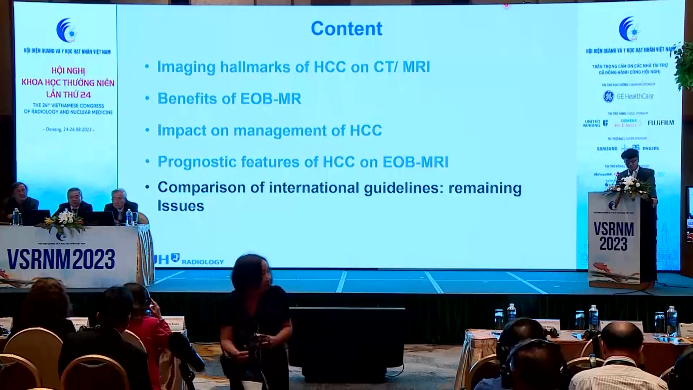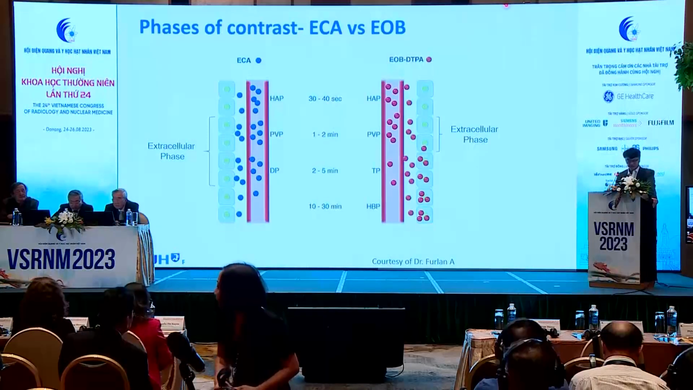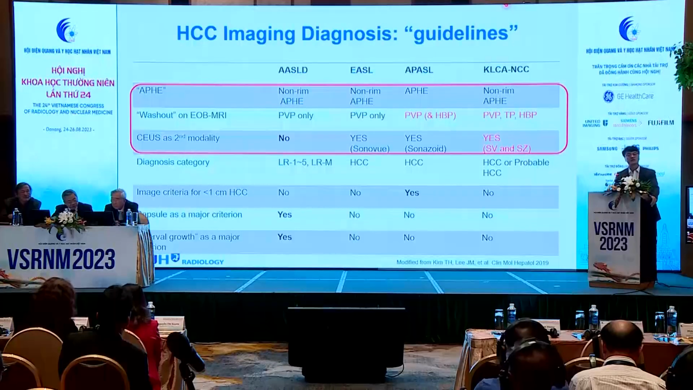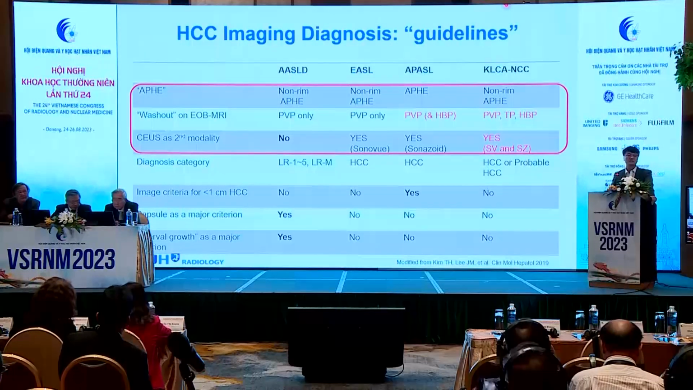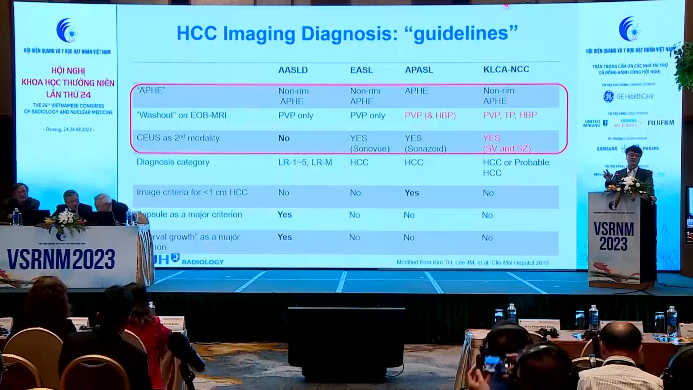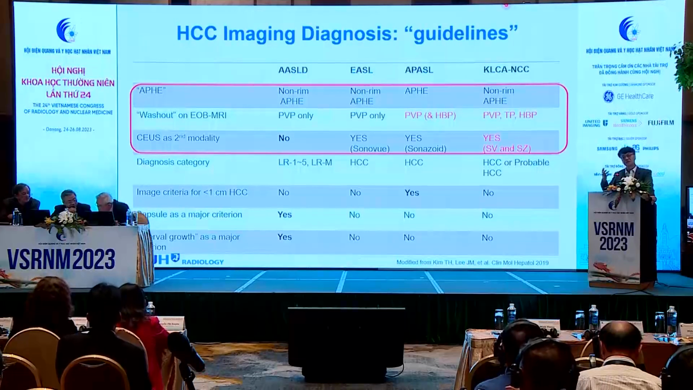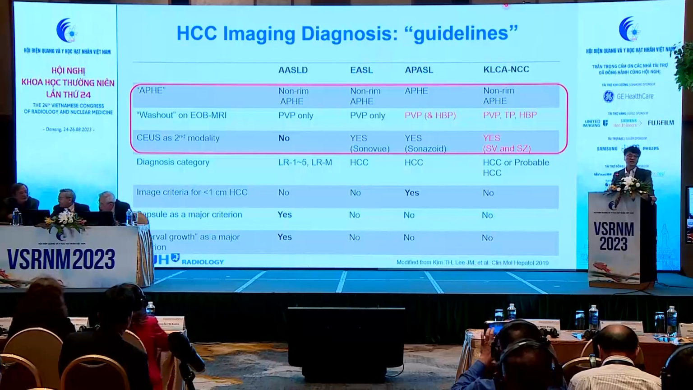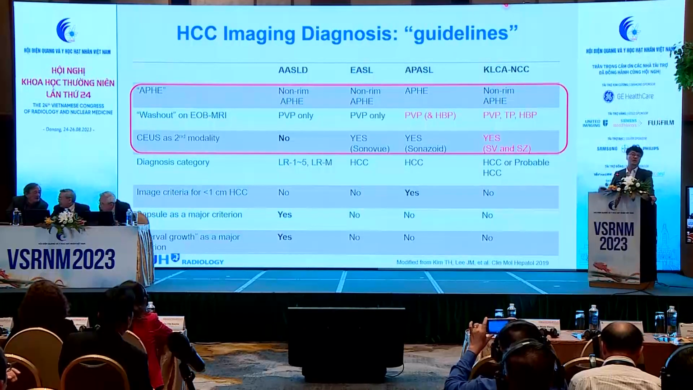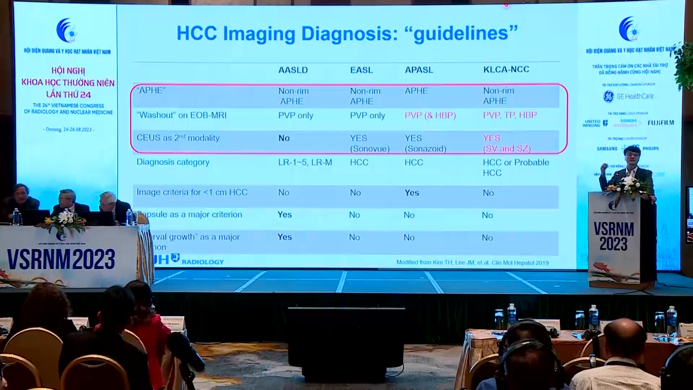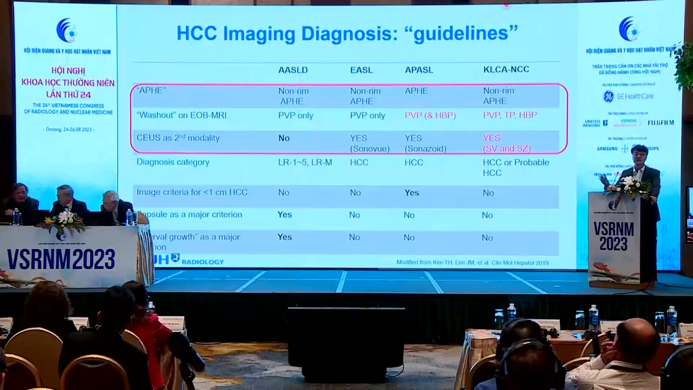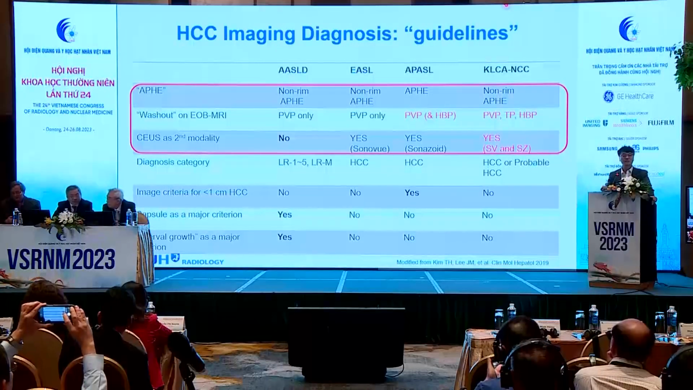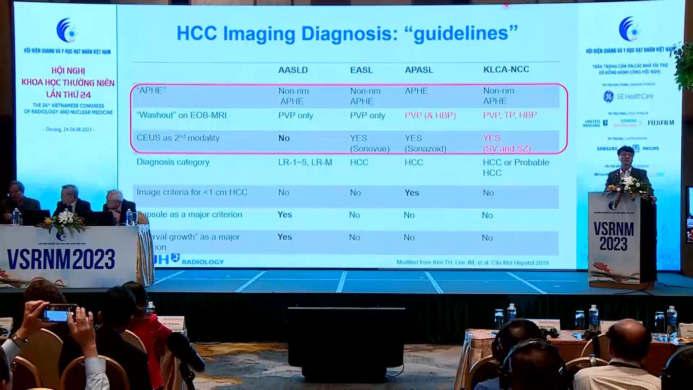Finally, I'd like to briefly compare the guidelines. So with the EOB, there are several diagnostic criteria according to the international guidelines. In the Western side of the society, they put an emphasis on high specificity because liver transplantation is widely used. In that situation, portal phase washout is used for defining the washout phenomenon. In Asia, including Japan and Korea, we are using hepatobiliary hypoenhancement as an alternative washout sign.